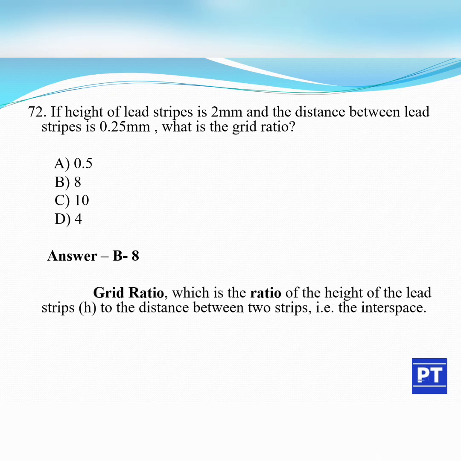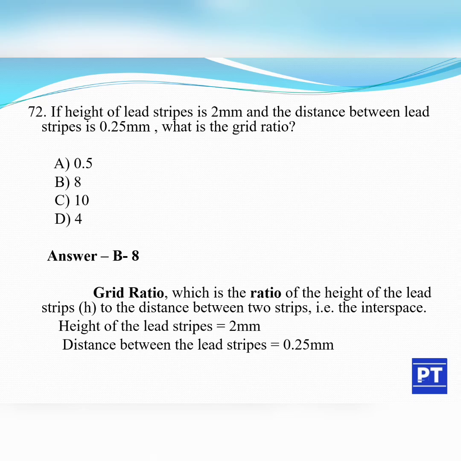Grid ratio is the ratio of the height of the lead strips to the distance between the two strips, that is the interspace. So here the height of the lead strips is 2 mm and the distance between the lead strips is 0.25 mm. So how will we calculate the grid ratio? Grid ratio is the height of the lead strips divided by the distance between the two strips. So the answer is 8.